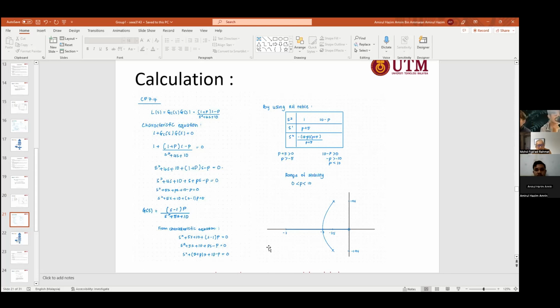Characteristic equation. Okay, so by using the Routh-Hurwitz, we obtain that the value of gain, the value of P, is less than 10. So the range of stability is P less than 10 and more than 0.